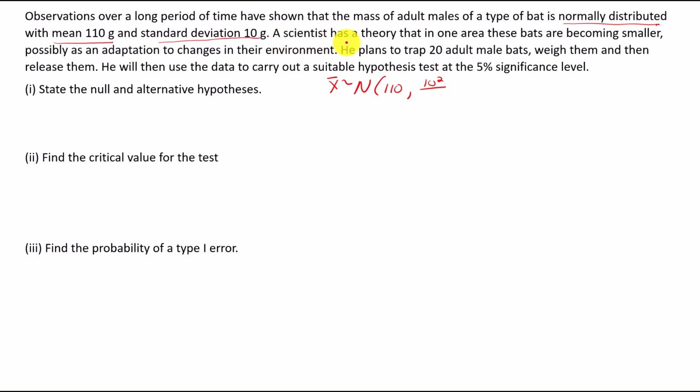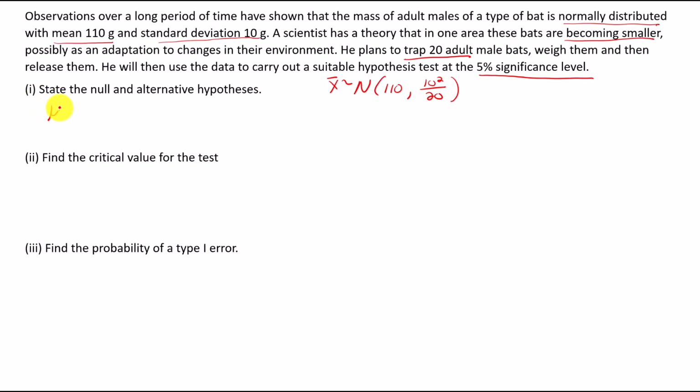And so a scientist has a theory that in one area these bats are becoming smaller, possibly as an adaptation to changes in their environment, and he plans to trap 20. So that's what goes on the bottom here. Weigh them and then release them. He will then use the data to carry out a suitable hypothesis test at the 5% significance level. So part 1, state the null and alternative hypothesis. I want you to pause the video for just a minute, state those, and then check your answer with me.